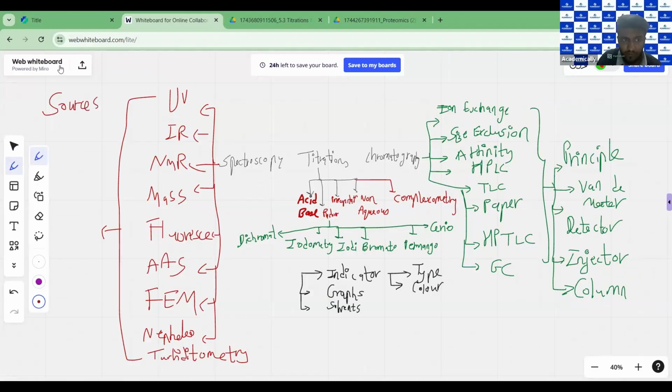UV, we say hydrogen, deuterium, mercury, tungsten, xenon. IR, we say Nernst, Globar. NMR, mass, we say electron gun, radio frequency oscillator, right? Source, detectors. UV, we say photomultiplier tube. IR, we say bolometer and Golay cell. Yes, mass, we say MALDI-TOF. So these are the different detectors.